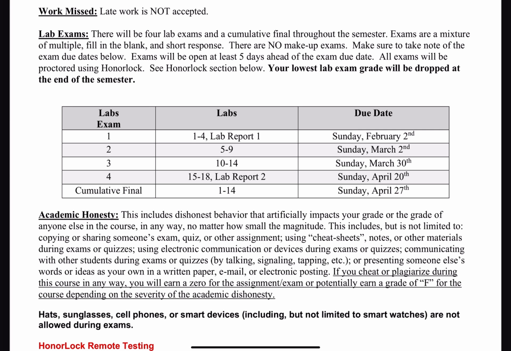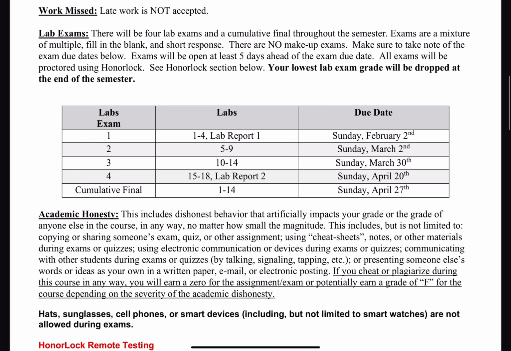The only thing you have to remember is that you can't fall behind, because once the lab exams close on the dates listed here, they won't be reopened. So you can complete things way ahead of time, but you have to complete them by the due dates. The cumulative final, because it's only a week after your last lab exam, won't include the labs that were on lab exam 4. So the cumulative final will only include labs 1 through 14.